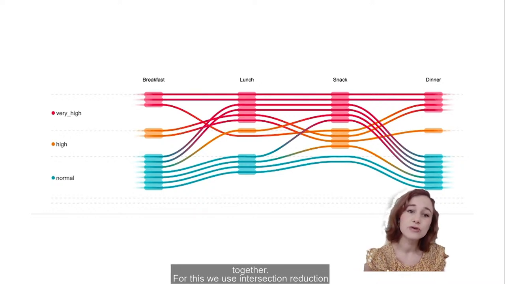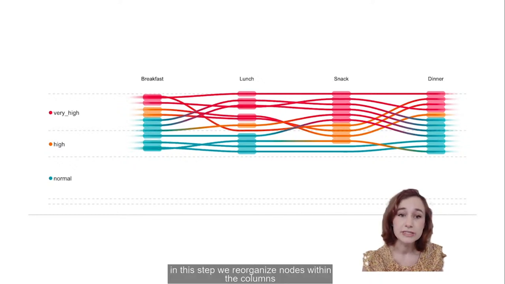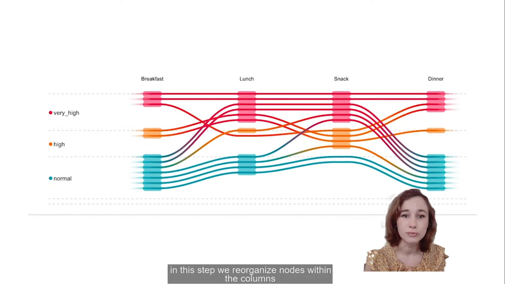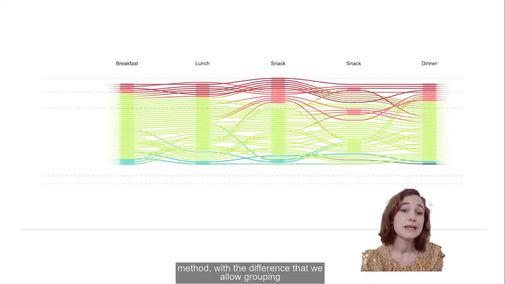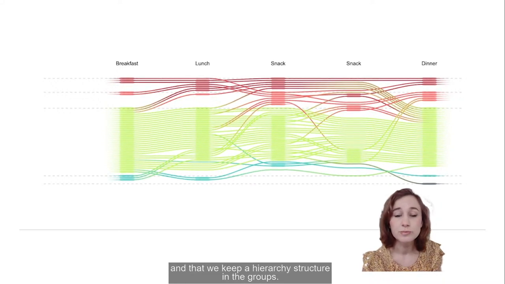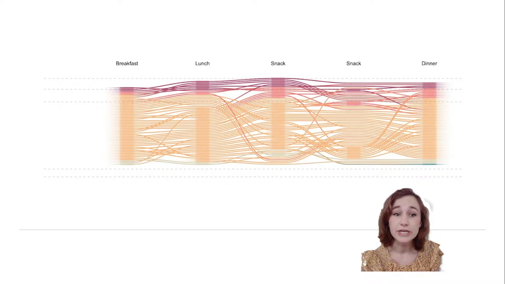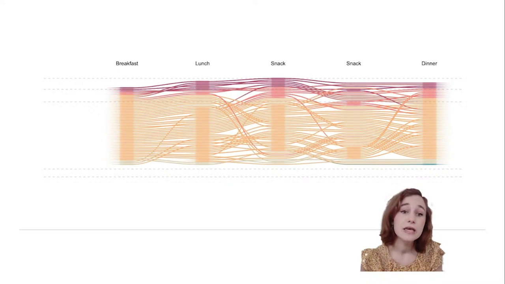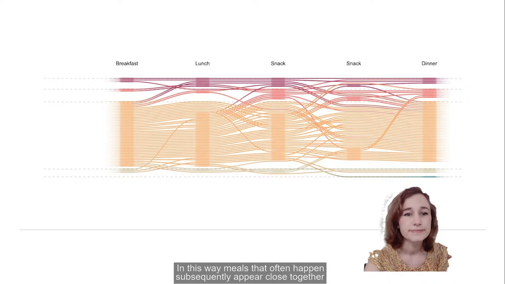In this way, meals that often happen subsequently appear close together, and common chains of events and attributes appear grouped, making the trend stand out. On the opposite, rare events catch the eye, as they look like outliers not grouped with the others. The output is a graph layout that supports many event alignment, allows the holistic analysis of a set of sequences, yet ensures specific sequences are uniquely identifiable.